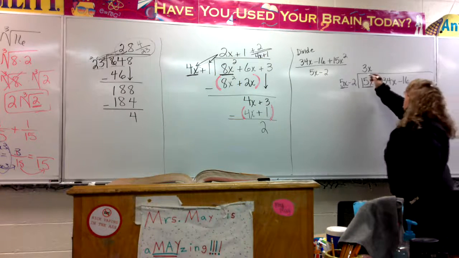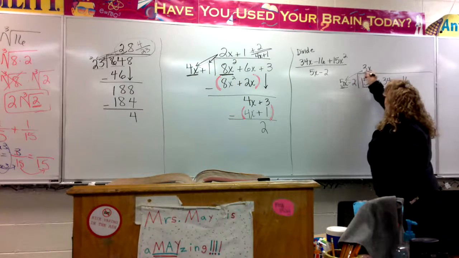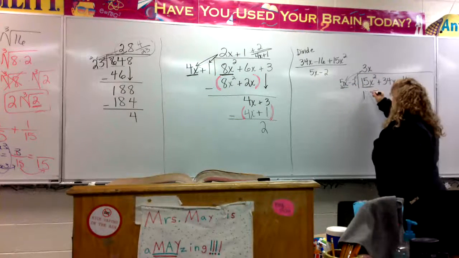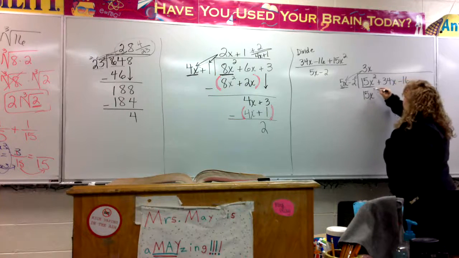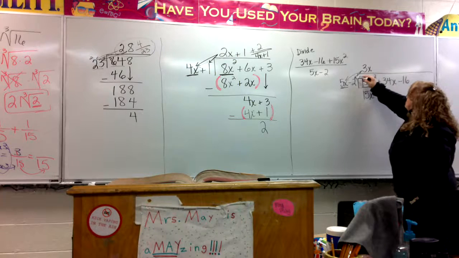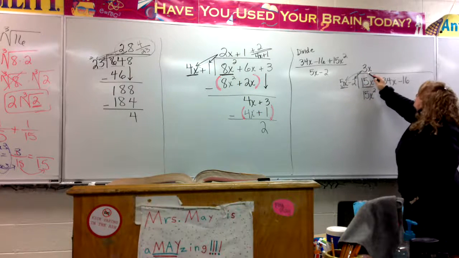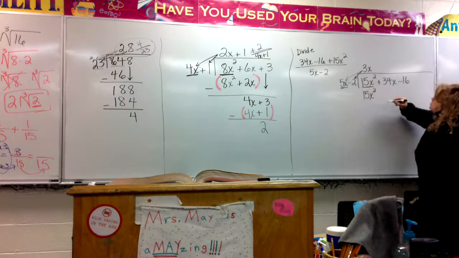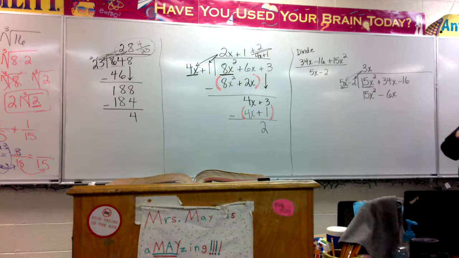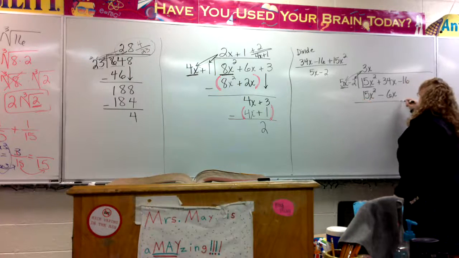Next, we're going to multiply this. What's 3x times 5x? 15x squared. X times x is x squared. And then you have to do the 3x times negative 2. What's 3 times negative 2? Is that right? Negative 6x? What comes next? Right, I have to subtract.